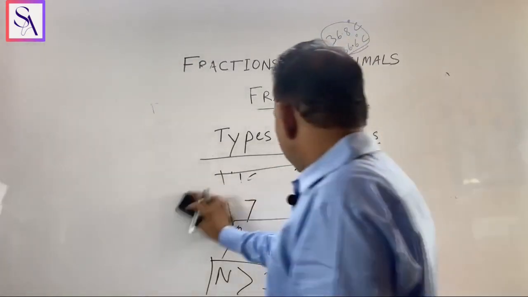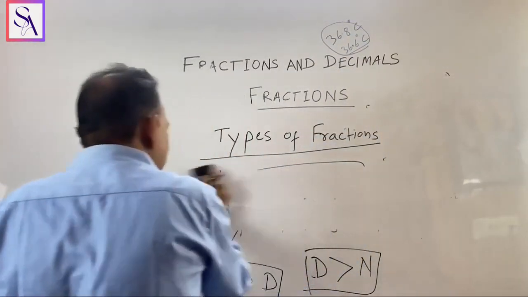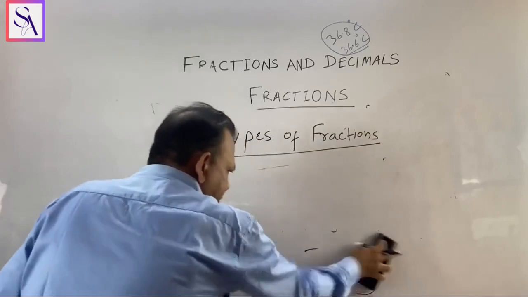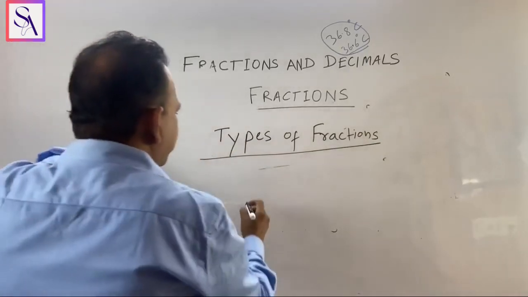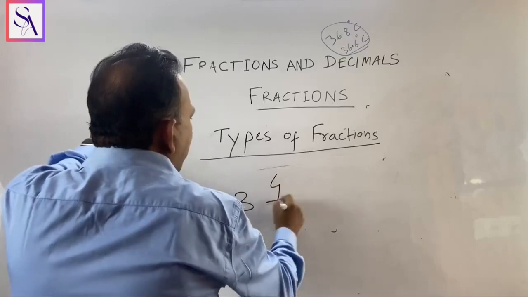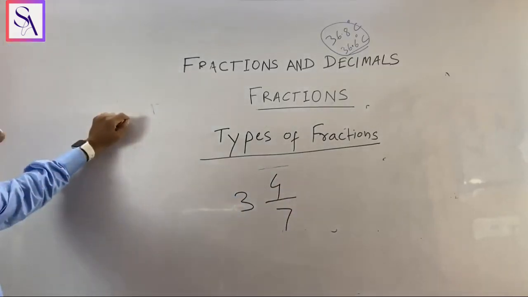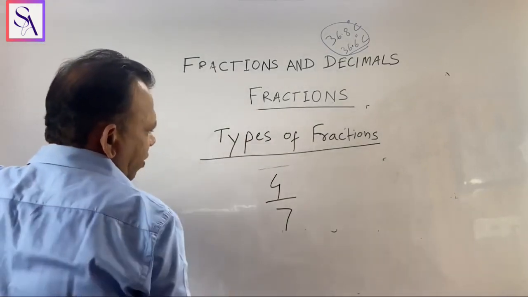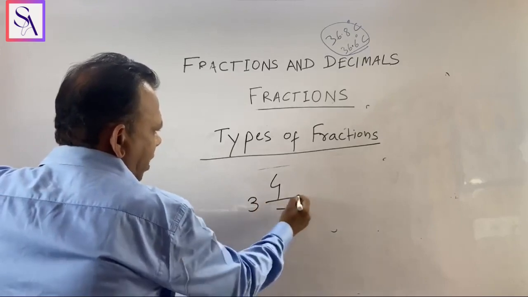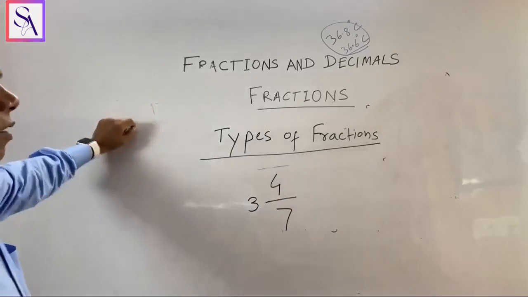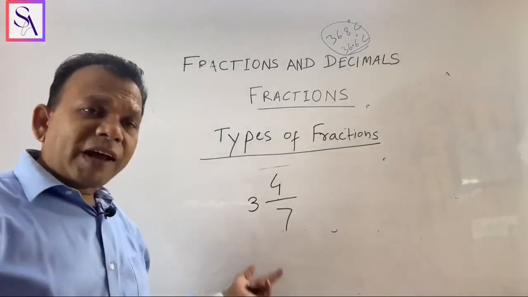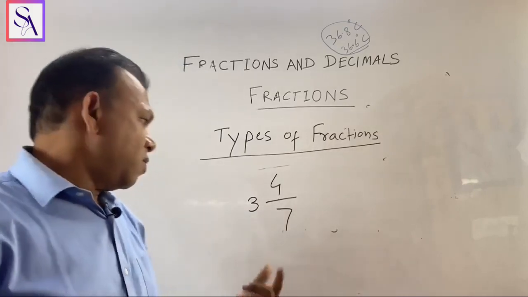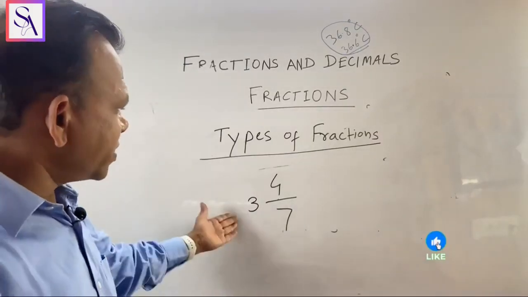Now, there are another fractions which look very different, like 3, 4 by 7. See how they are looking here. So 3 is there, 3 is here, exactly in front of this fractional bar. 3, 4 by 7. There are fractions who look like this as well. So what are they? We have seen proper fraction, we have seen improper fraction, but what is this?